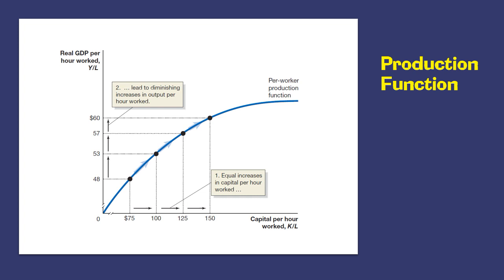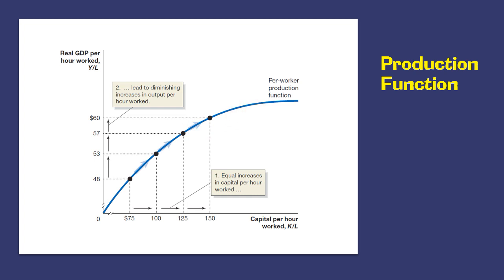And as we're moving up this line, we're adding capital to our labor. So we have a certain amount of labor. We have 100 million workers. As we add capital, we're moving up this curve, and our income, our output per worker, is going up. So as we add capital to our labor, we're better off.